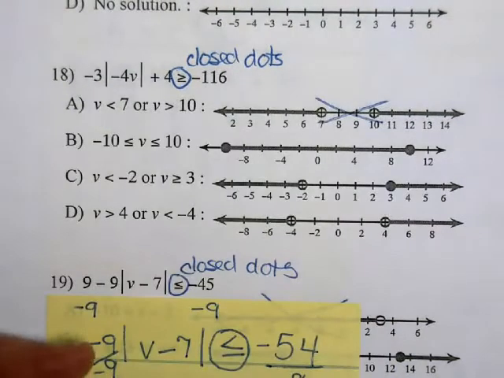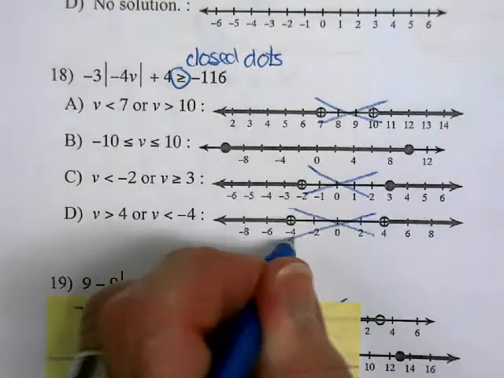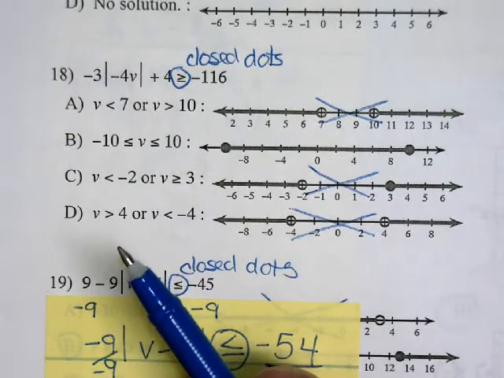Is A in the game? Is C in the game? Is D in the game? Hey guys, this could happen. Could happen to you.